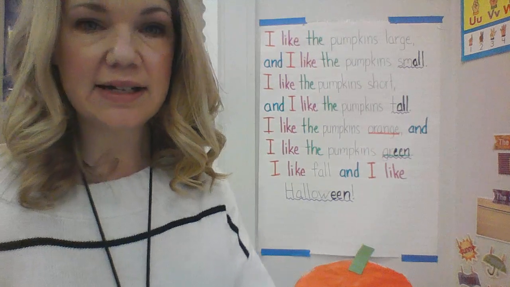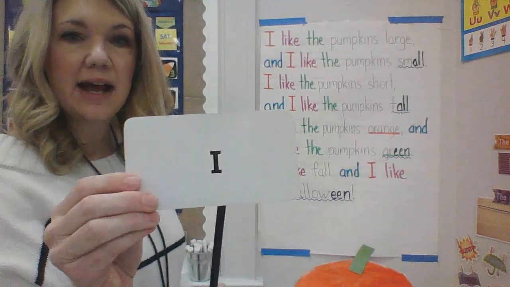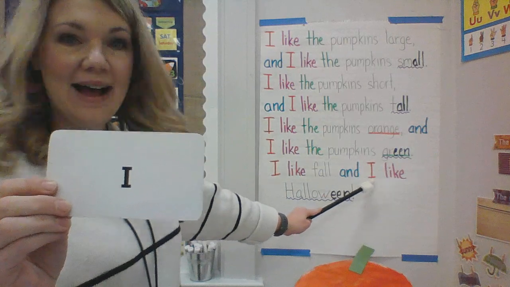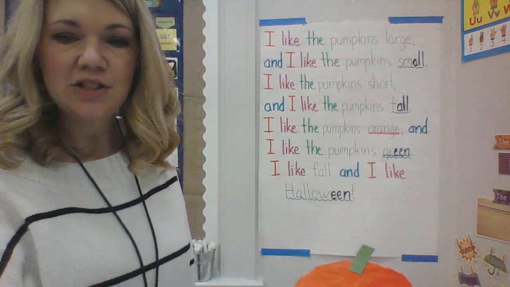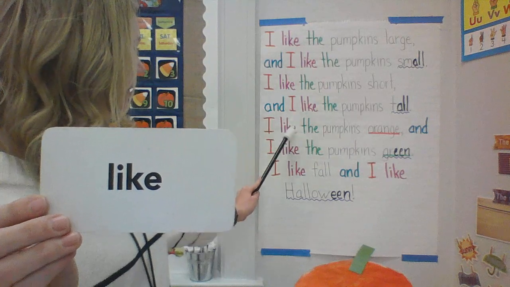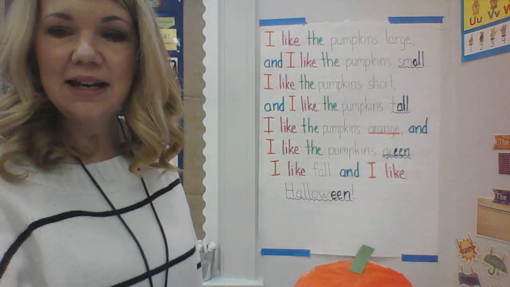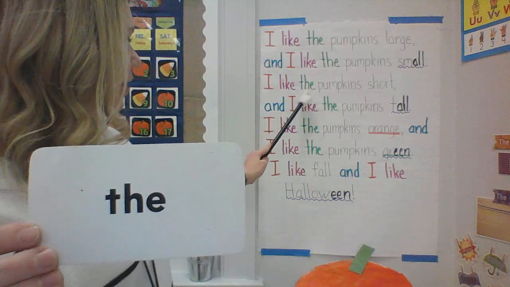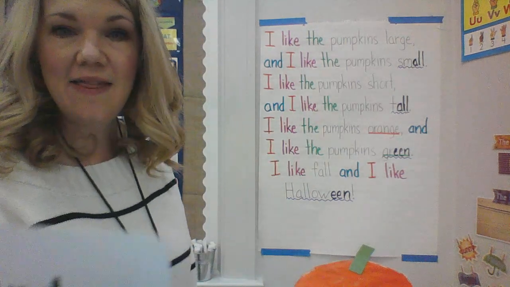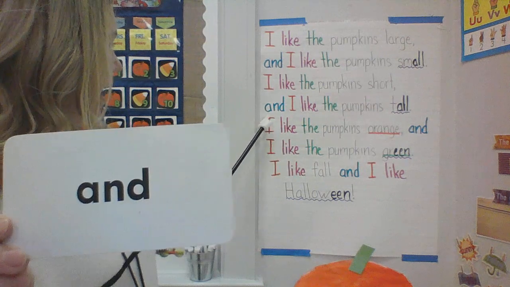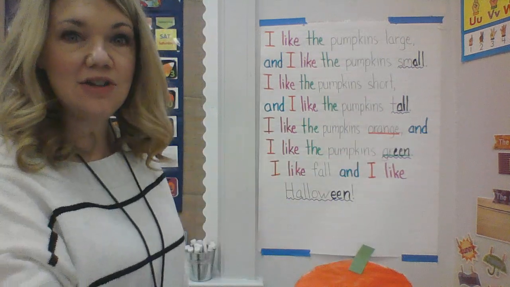Now let's look up at our rhyme, our pumpkin rhyme, and see if we can find some of our sight words. Do you see any sight words? I? Do you see I anywhere? There are a lot of I's in our poem. Do you see any of the sight word like? Good. Do you see any of the sight word the? The. Good. And then the last sight word, do you see any and? And. Those are our sight words in our poem.